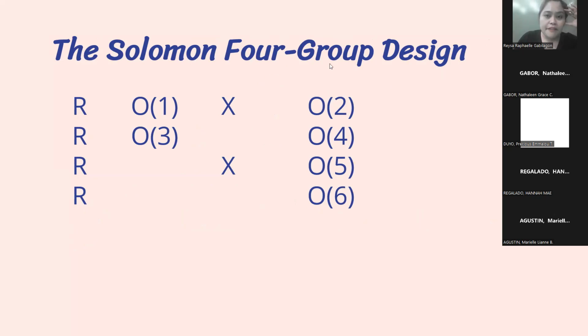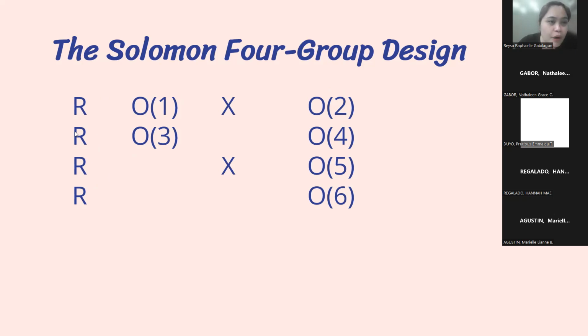So from the name itself, Solomon 4 group design, you will have 4 groups of participants, and the participants or the subjects assigned here will be random, okay? Random mo silang i-assign dito. Tapos, the first group, class, we will be having a pre-test first. Magpa-pre-test ka muna sa first group mo. Tapos, bibigyan mo siya ng treatment and then post-test follows after.